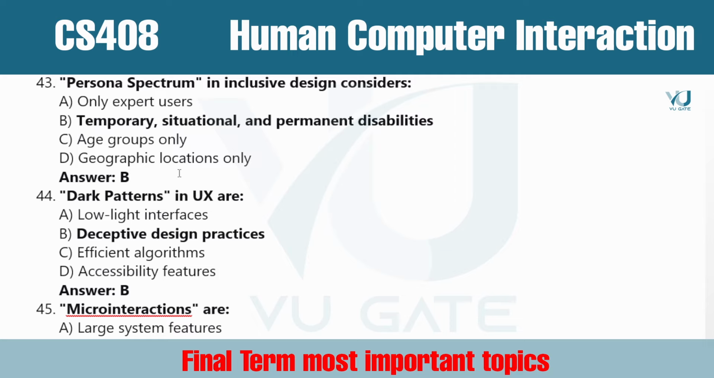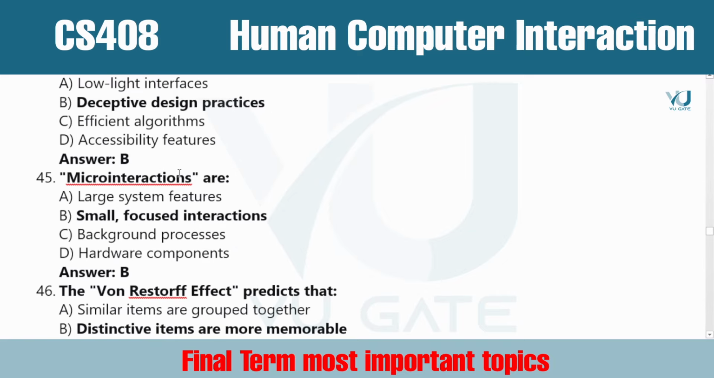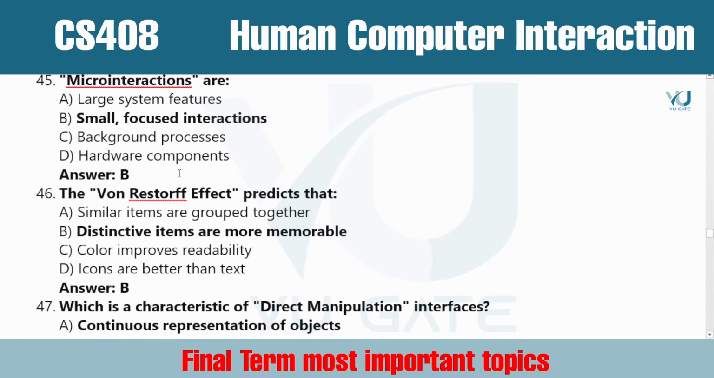Question 44. Dark patterns in UX are? The correct answer is option B, deceptive design practices. Question 45. Micro-interactions are? The correct answer is option B, small, focused interactions.